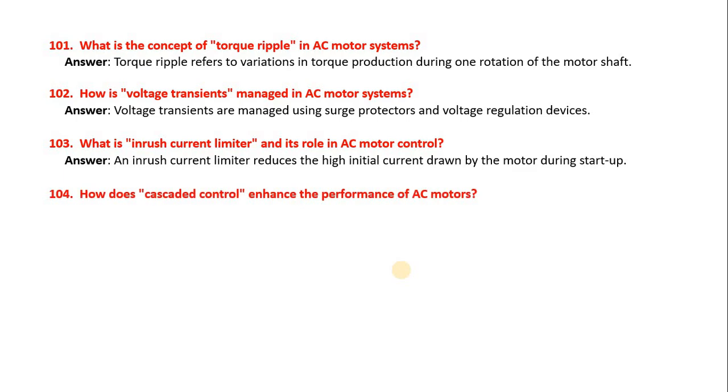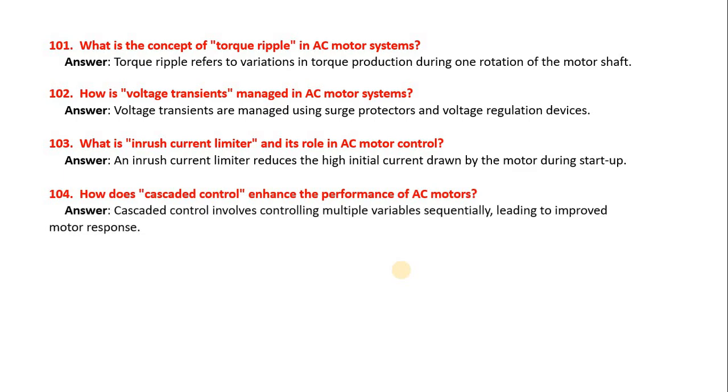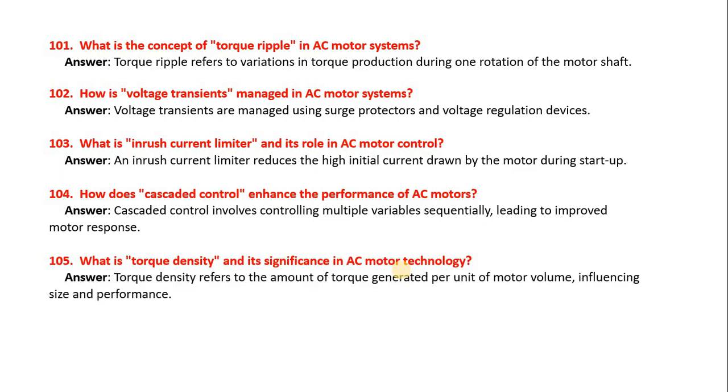How does cascade control enhance the performance of AC motor? Leading to improved motor response. What is torque density and its significance in AC technology? Torque density refers to the amount of torque generated per unit of motor volume, influencing size and performance.